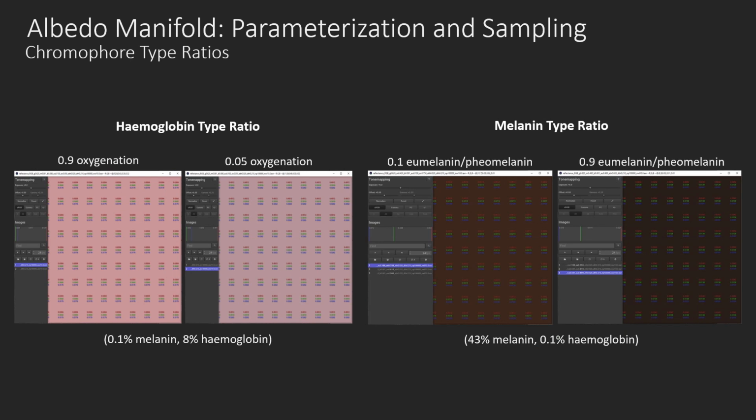These are such ratios in isolation, for oxygenated versus deoxygenated hemoglobin, and pheomelanin versus eumelanin on the right. Remember that this is enhanced even more by the epidermal thickness.